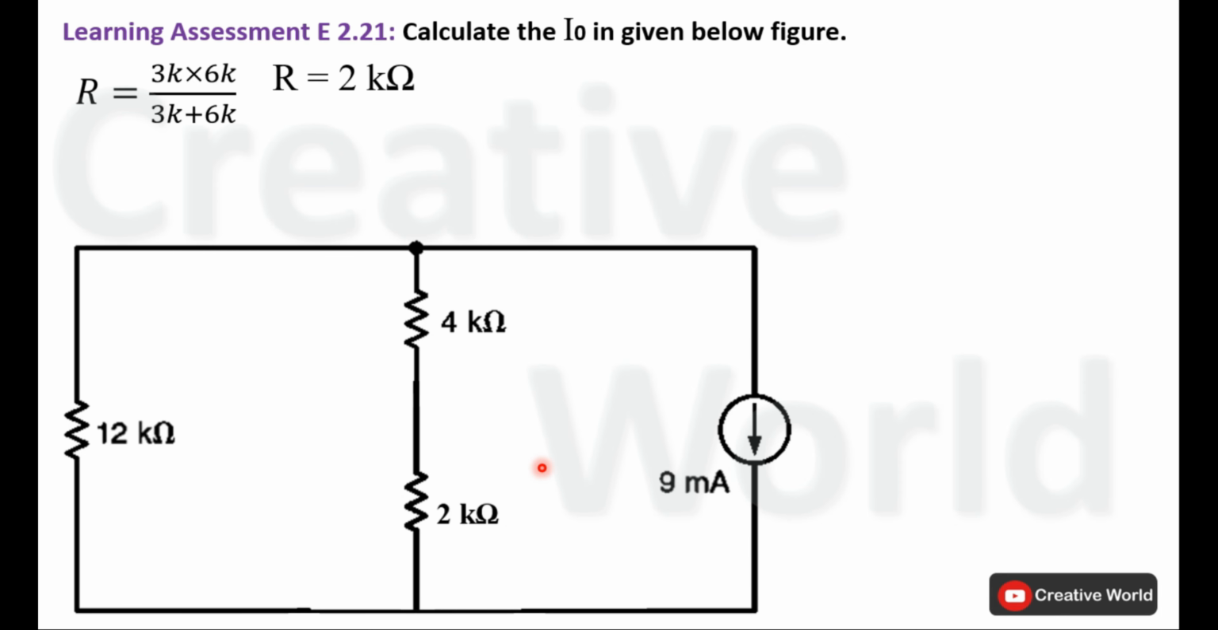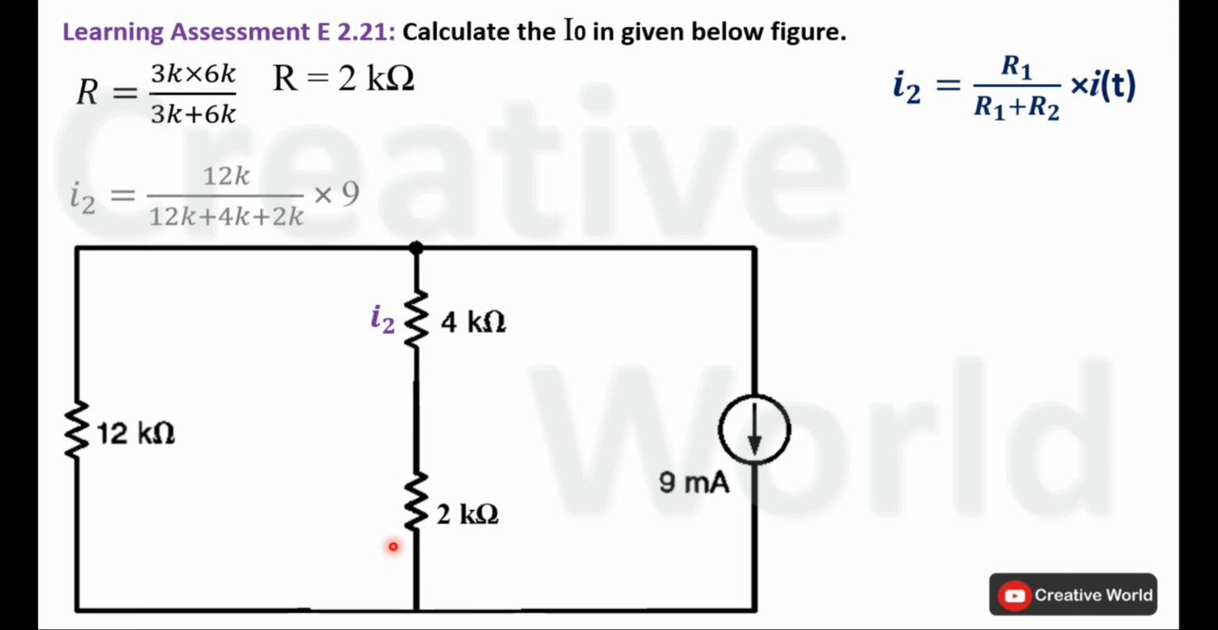Now we can implement the current divider rule to calculate the current of this branch. Label this branch current as I2 and the current divider rule equation for the calculation of I2 is given here. I2 will be equal to R1 divided by R1 plus R2 multiplied by total current. In this case, the total current is 9 milliampere, R1 will be 12 kilo ohm and R2 will be equal to the sum of these two resistances because these are connected in series.